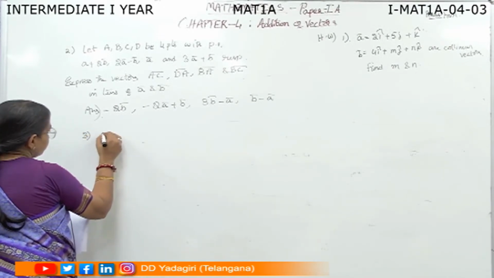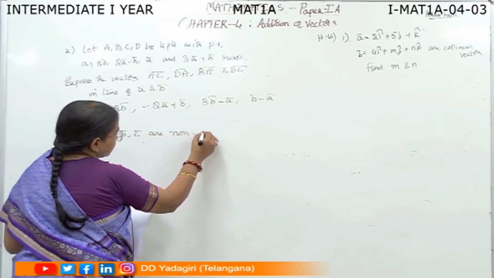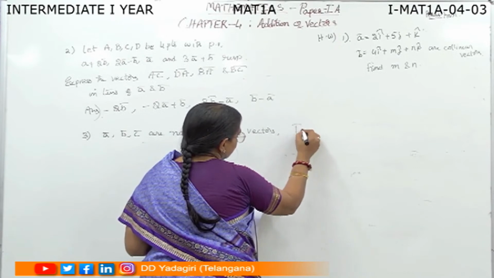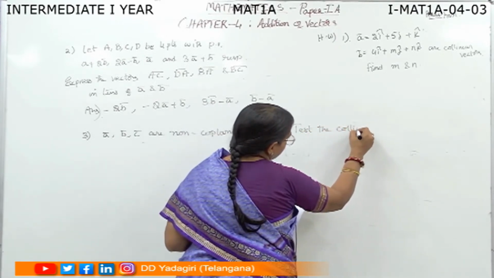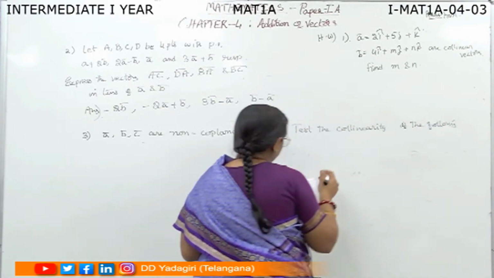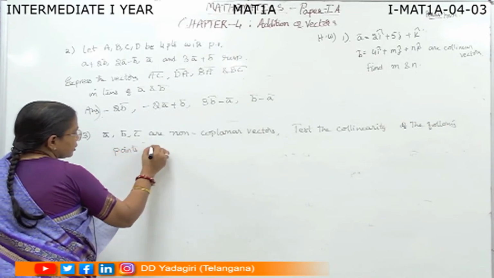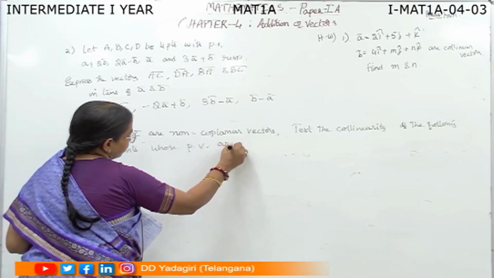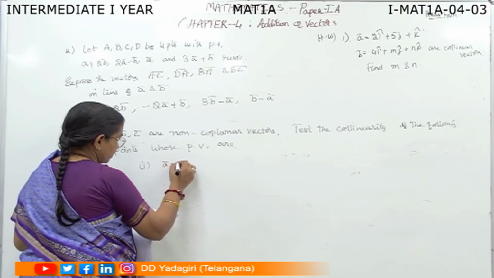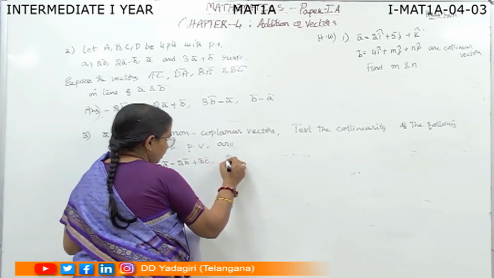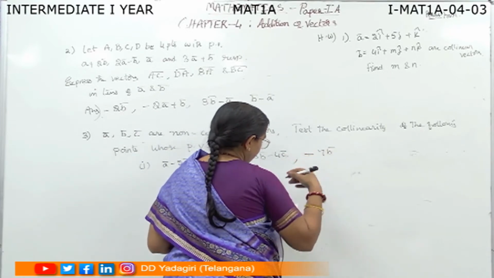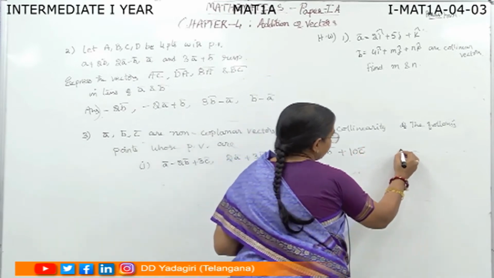Okay, next. A, B, C are non-coplanar vectors. Then test the collinearity of the following points whose position vectors are given. You must find out whether they are collinear or not. So first: A minus 2B plus 3C, and then 2A plus 3B minus 4C, and then minus 7B plus 10C. So here you will get the answer as collinear.